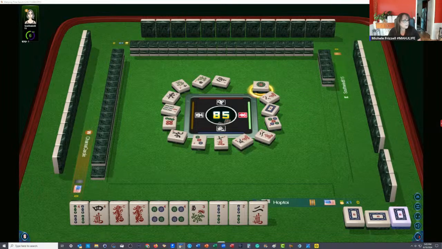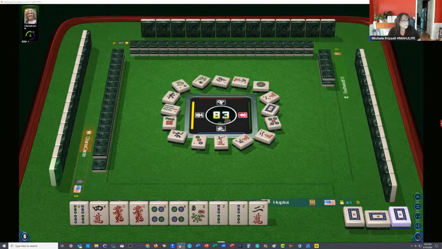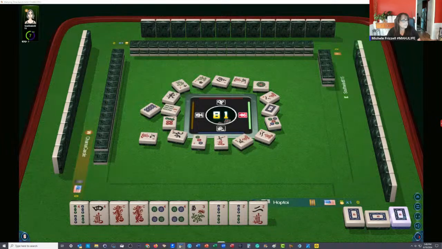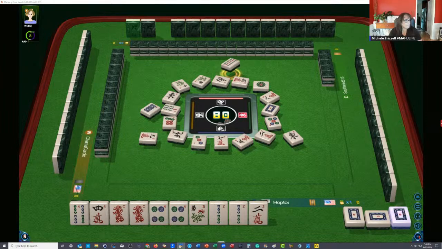1 dot. Five characters. Okay. 8 dots. All right, we need 4 bam. 9 characters. East wind. 9 bamboos.